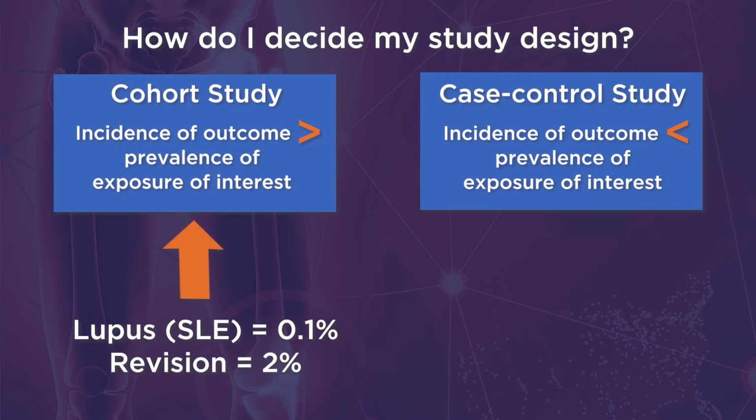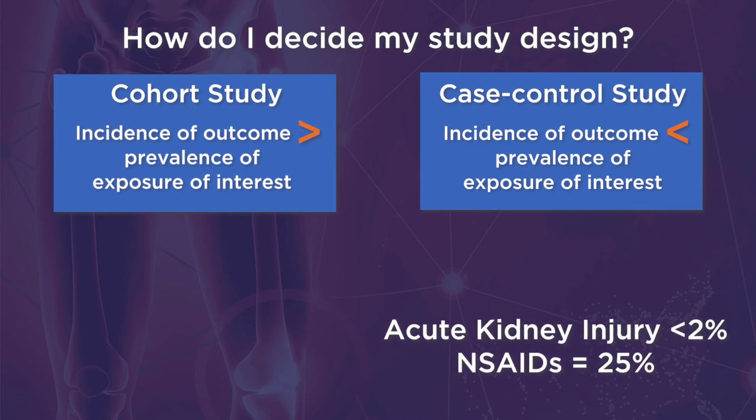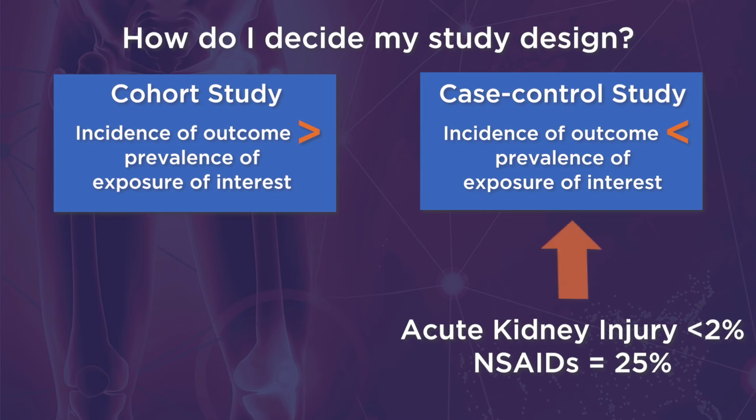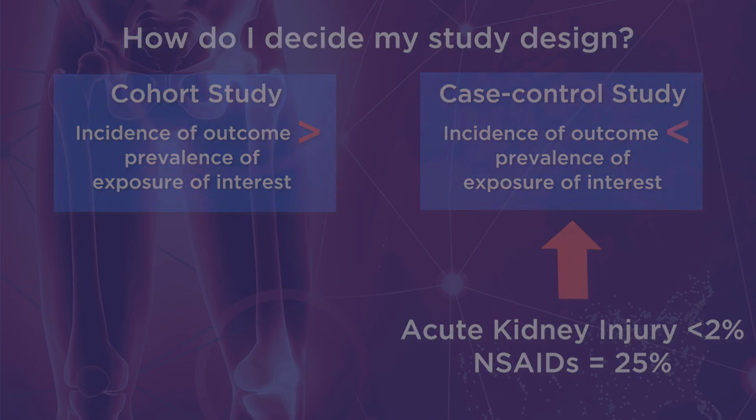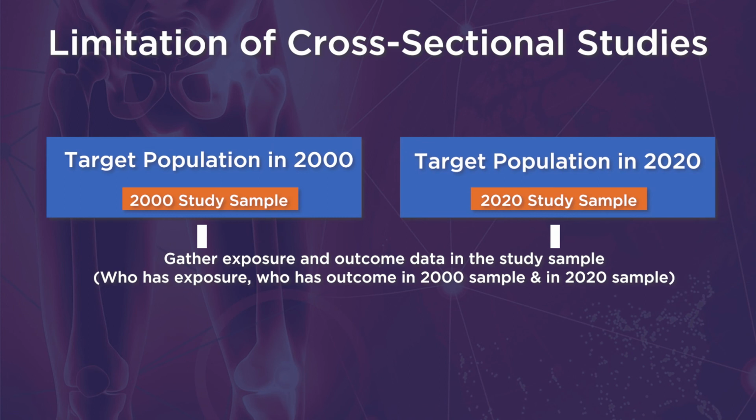In a separate study, you are interested in the risk of kidney failure and the role of nonsteroidal anti-inflammatory drugs. The incidence of acute kidney injury following knee replacement is less than 2%, whereas the prevalence of nonsteroidal anti-inflammatory drug use is at least 25%. In this case, given the small incidence of the outcome kidney failure, a case control study is more efficient than a cohort study. In cross-sectional studies, exposures and outcomes are measured at the same time.